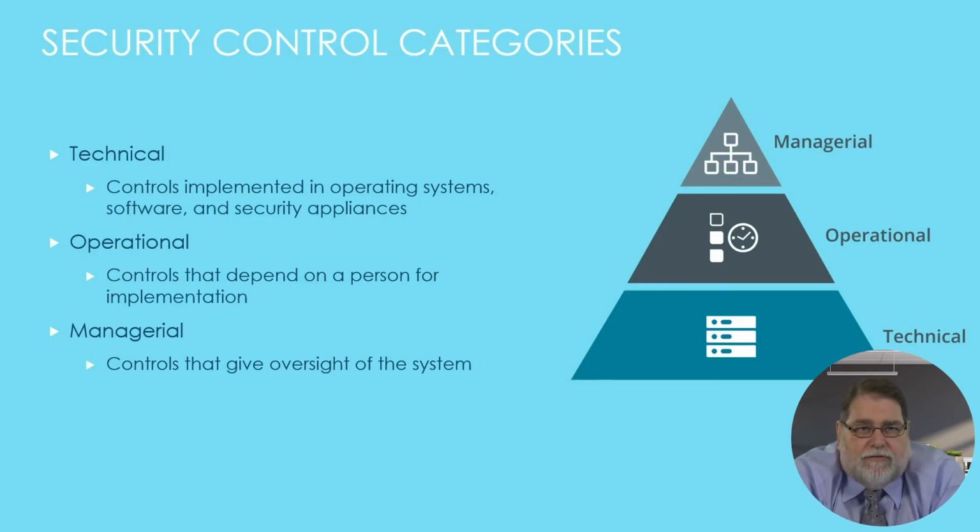Okay, let's look at the three different categories. Technical are controls implemented in operating systems, software, and security appliances. Operational are controls that depend on a person for implementation, and managerial are controls that give oversight to the system. Three general categories, pretty self-explanatory.